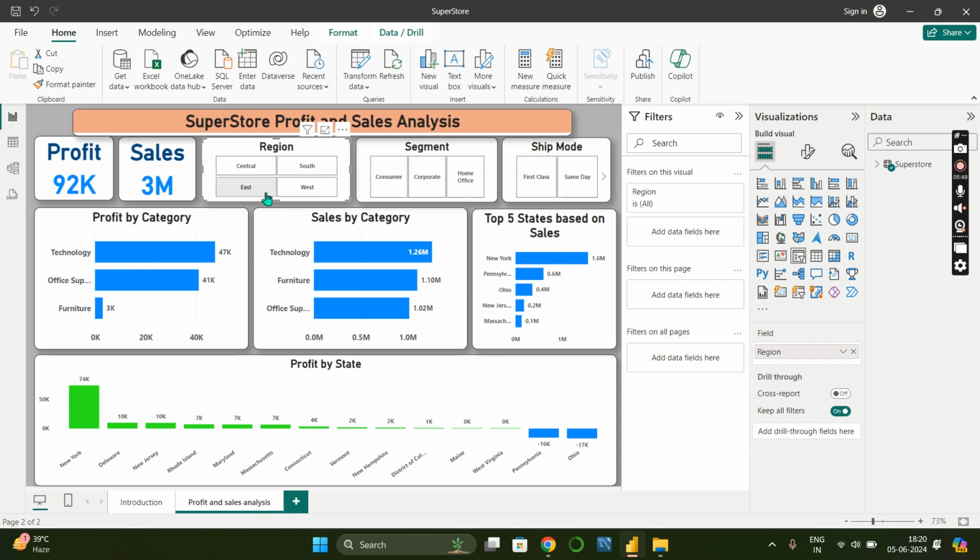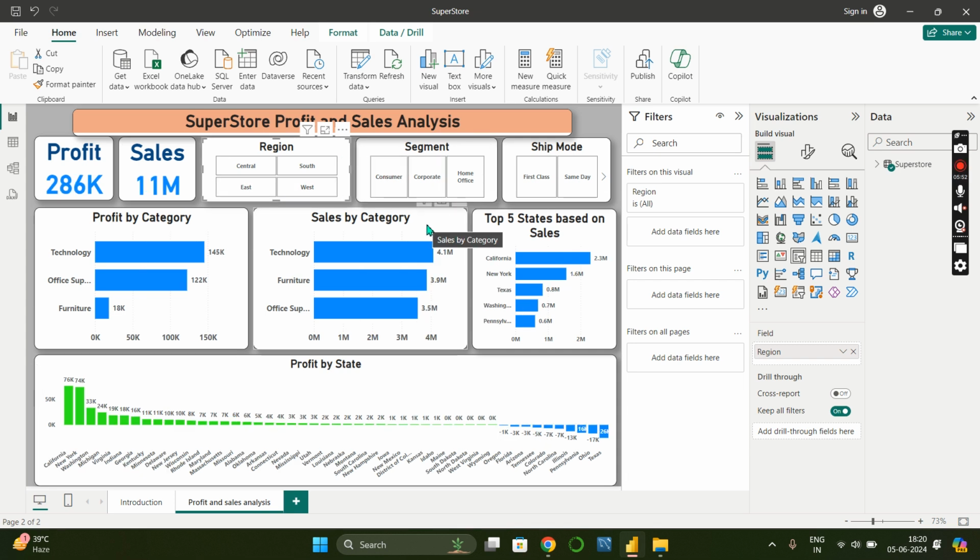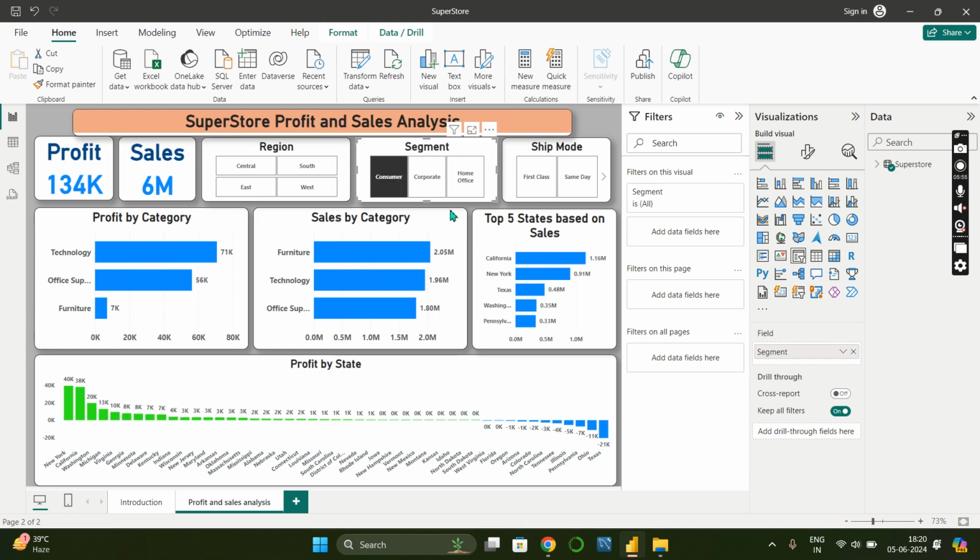Now, if we try to find out the sales and profit based on segment, first we take the consumer segment. In the consumer segment, total profit is 134K and sales is 6 million.